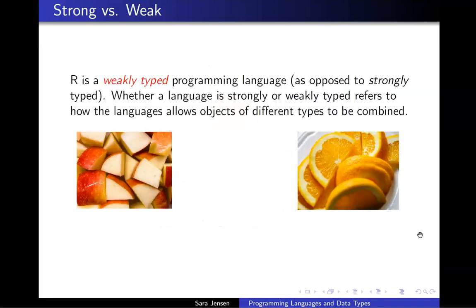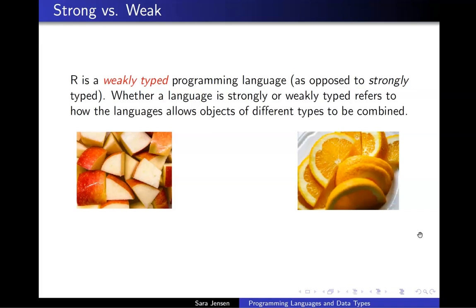There's also the notion of strong versus weakly typed programming languages, and R is an example of a weakly typed programming language. And what strongly and weakly typed has to do with is how we are allowed to combine different types of objects. So if we have two different objects and the computer internally is thinking of those objects as being of different data types, to what extent are we allowed to combine them?